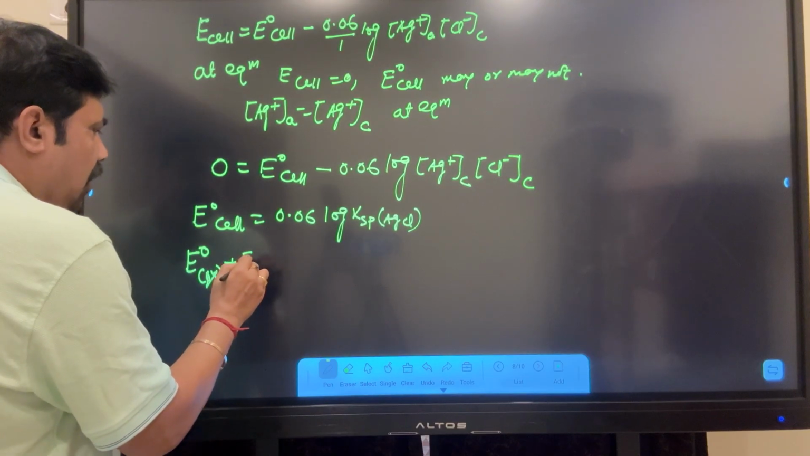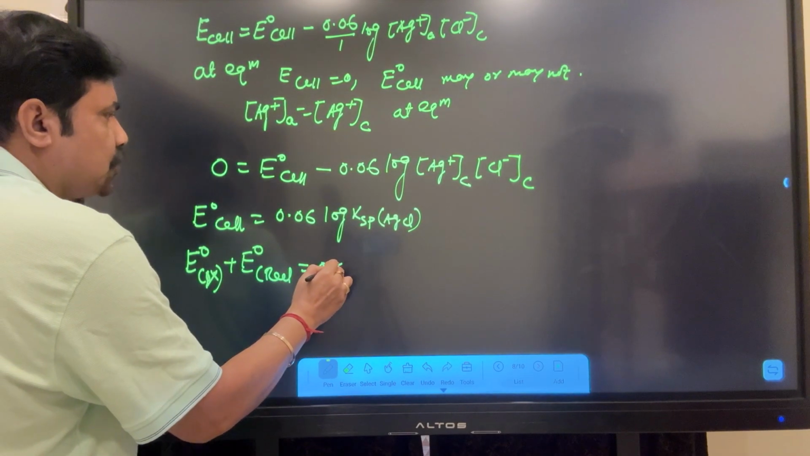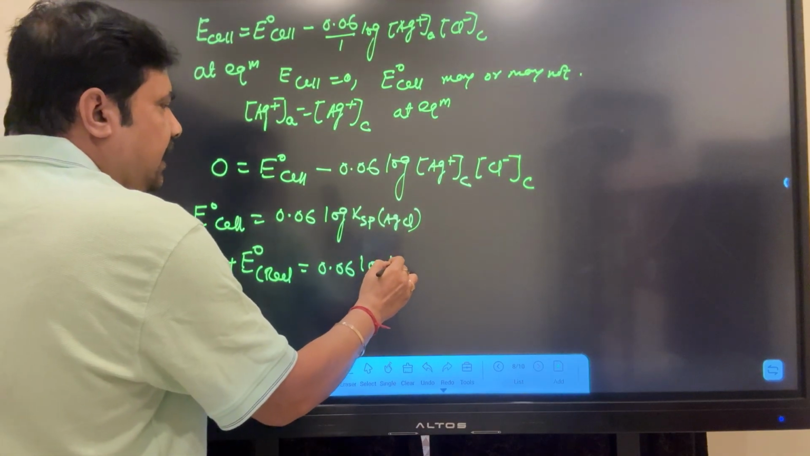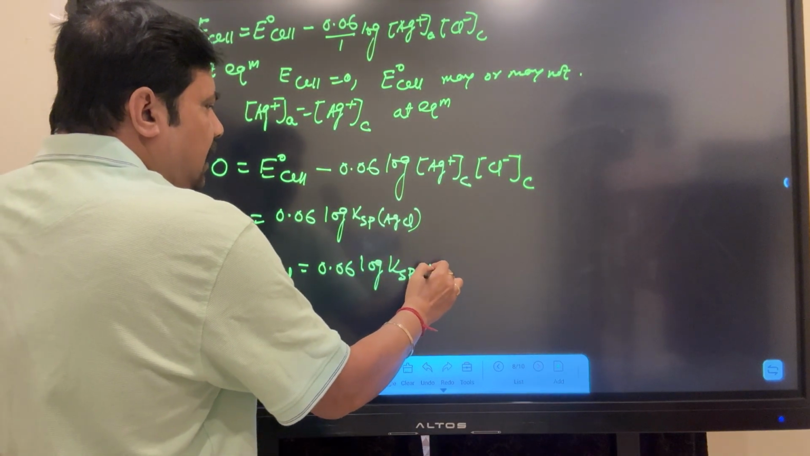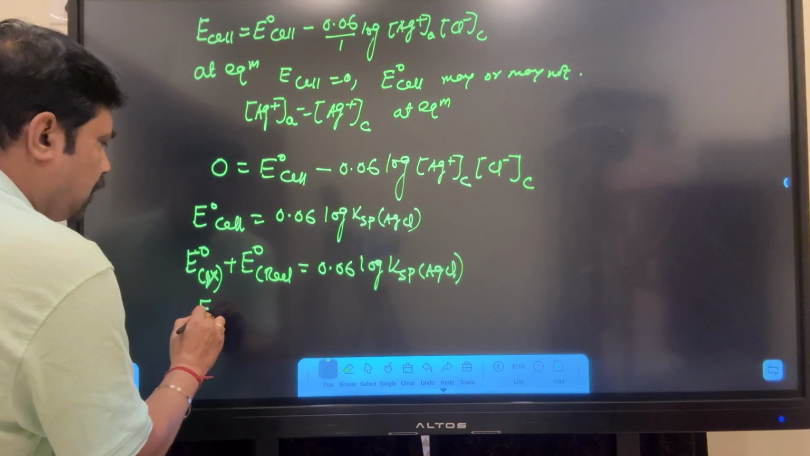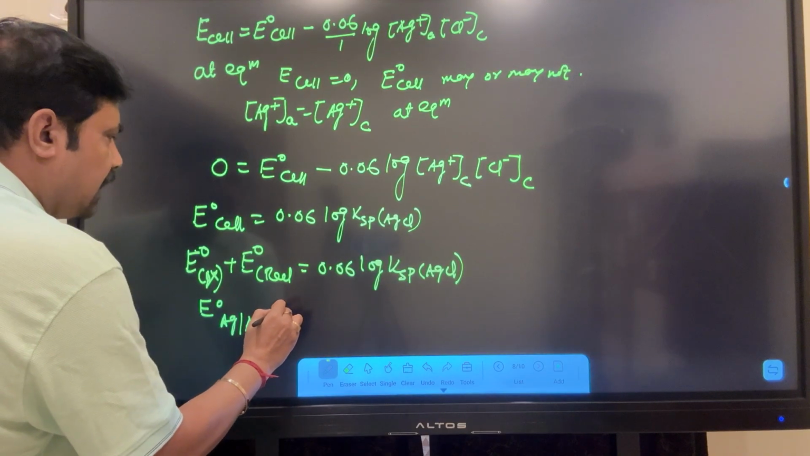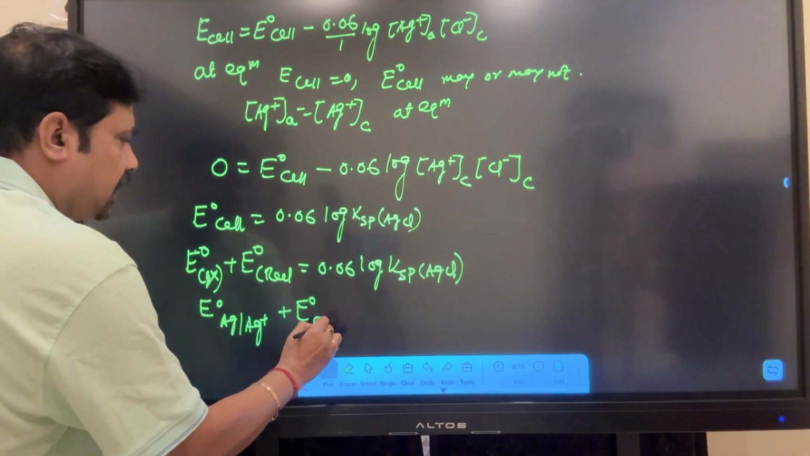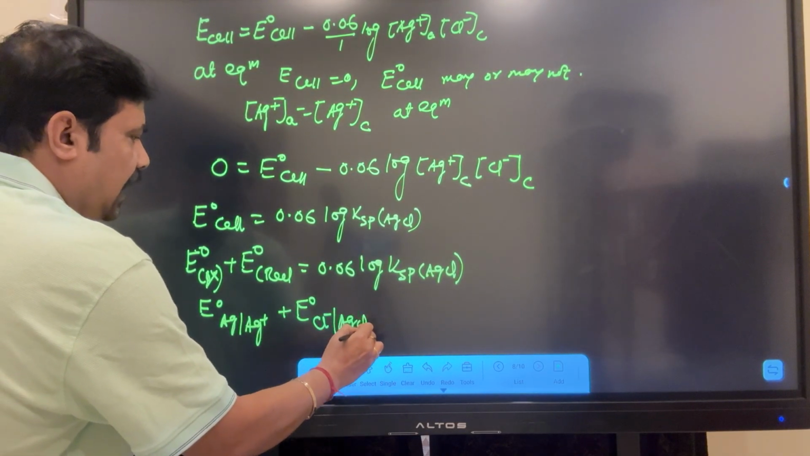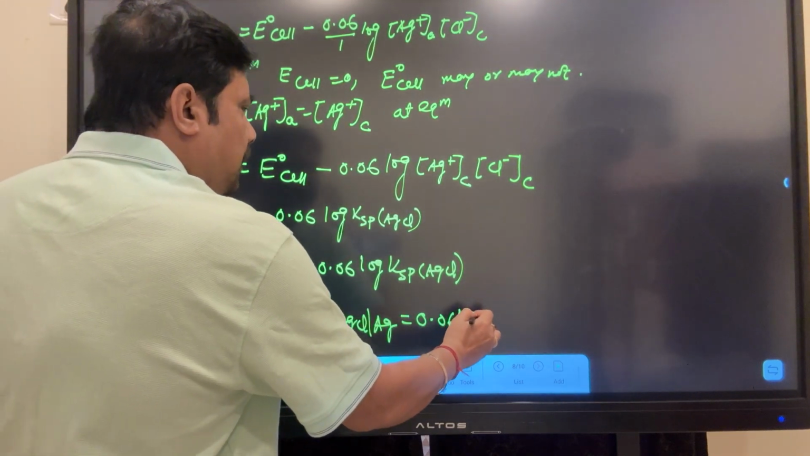plus E naught of reduction, equal to 0.06 log of Ksp of AgCl. For E naught oxidation I can write E naught of Ag to Ag plus, and for E naught of reduction we will put E naught of Cl minus AgCl and Ag, which will be equal to 0.06 log of Ksp.